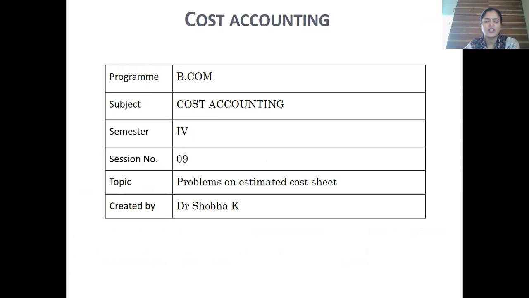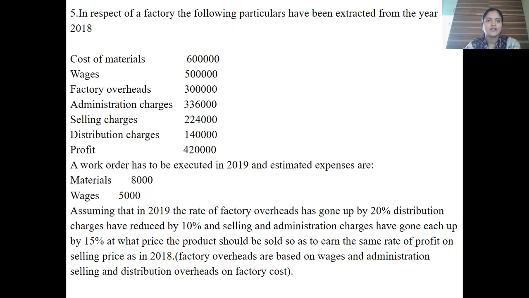Okay, now let us enter into the problem, how we are going to calculate the estimated cost sheet. See, in respect of a factory, the following particulars have been extracted from the year 2018. Earlier, what we have studied is only the normal cost sheet. Now we are going for an estimated. If it is for the next year, what is the cost you need to pay? So that is what we call an estimated cost sheet.